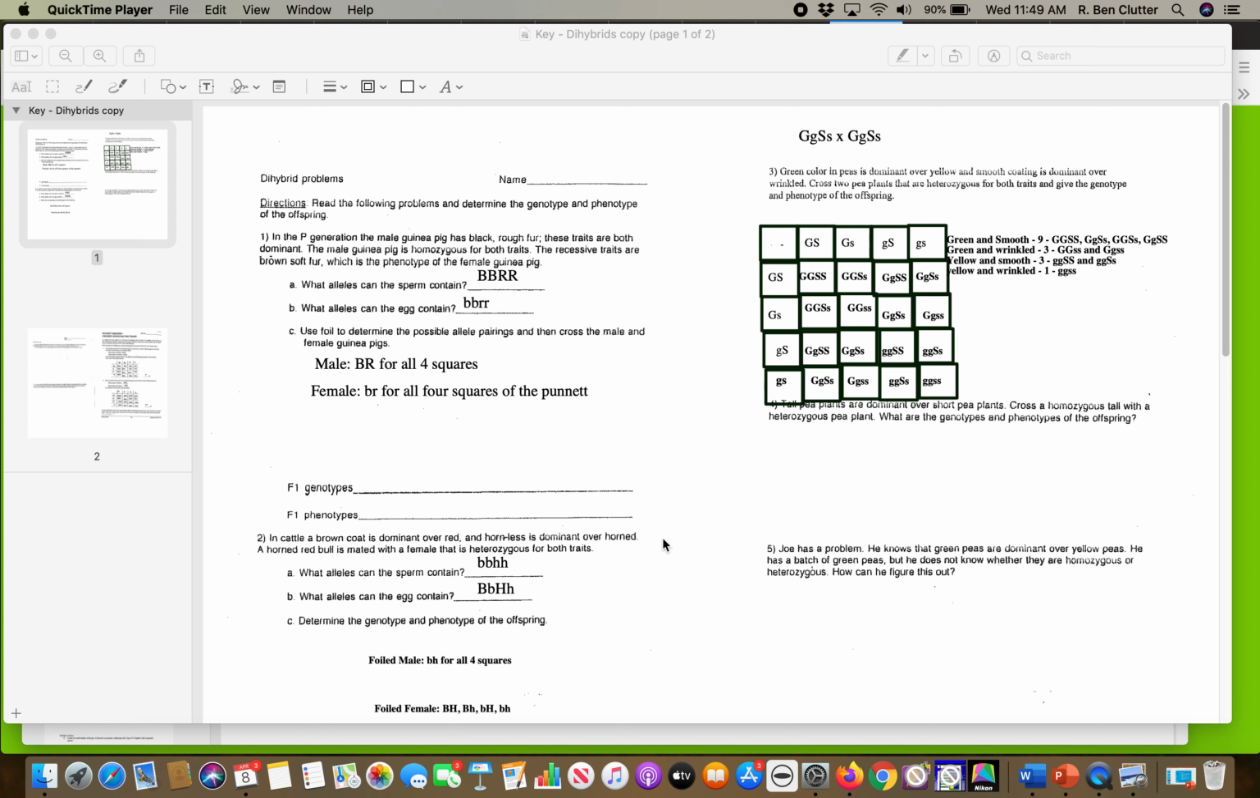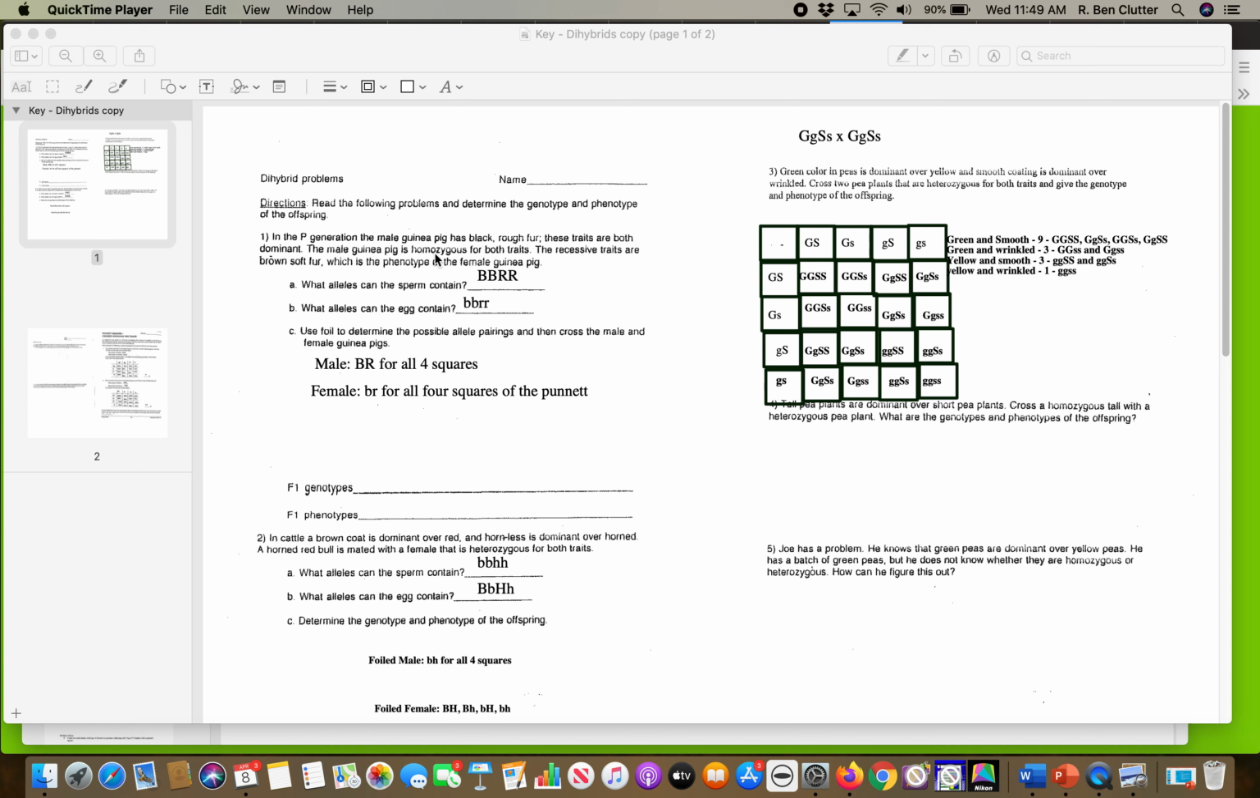Let's go over today's homework first. So the first thing you need to look at is, number one, in the P generation, the male guinea pig has black, rough fur. These traits are both dominant. So he has capital B for black, and capital R for rough.